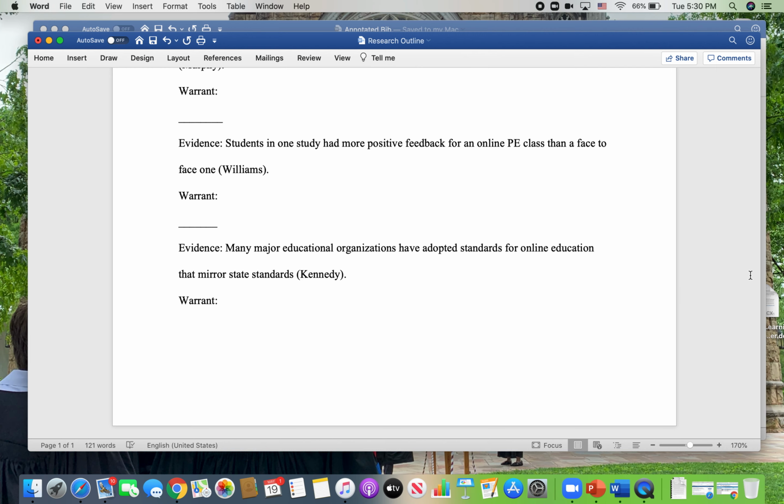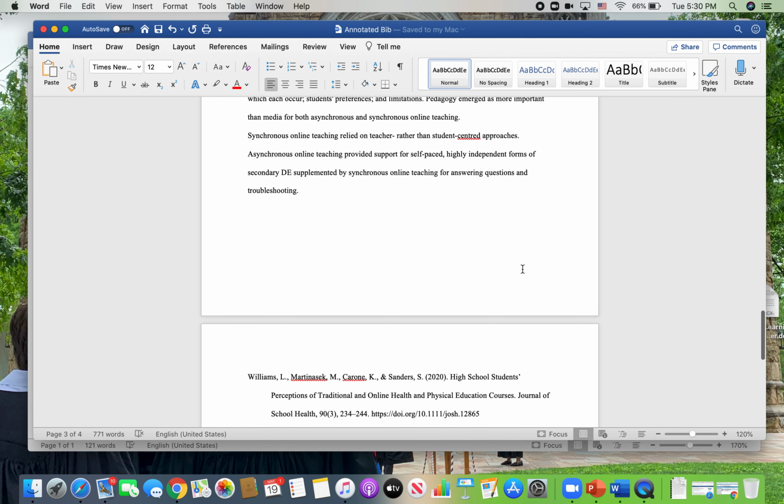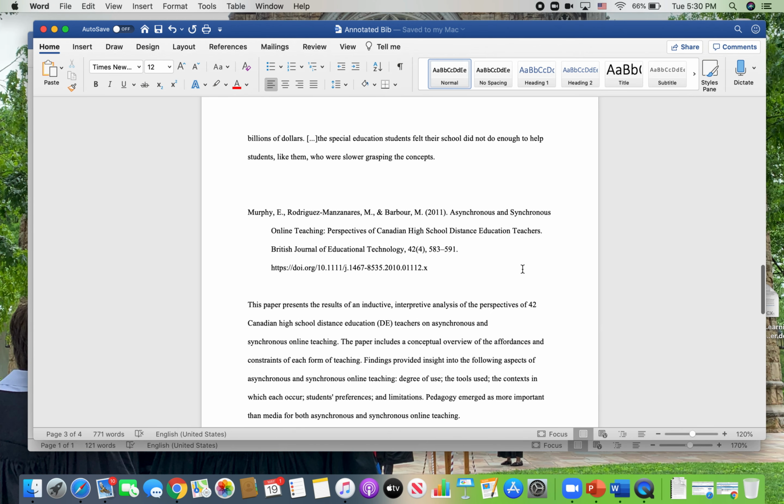And then this last piece of information came from Kennedy, which is up at the top, I think. And it talks about standards, how all these major organizations like ISTE, which is a major organization, and the NEA, which is a major organization, agreed that similar standards for how we teach in the classroom and how we teach online, as long as they're adopted, and all 50 states have adopted those standards, then we pretty much are teaching the same things, and that would be equal.